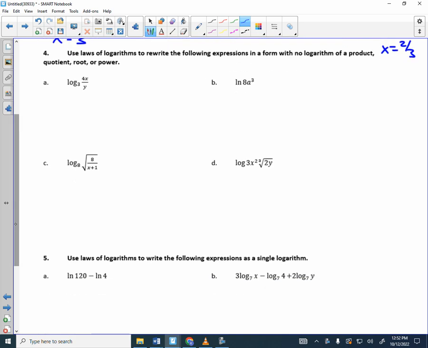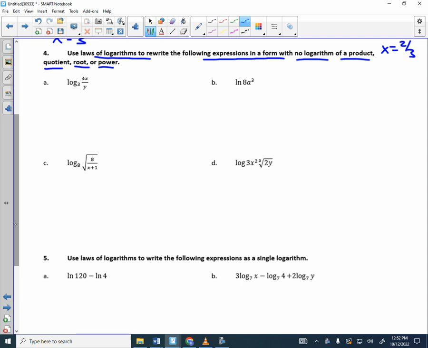Okay, so the part that you're going to be using tomorrow as we take derivatives is expressed in problem number 4. So this is the most important thing for you to focus on today. It says use the laws of logarithms and exponents to write the expressions with no logarithm of a product, quotient, root, or power. So what we want to do is expand these.